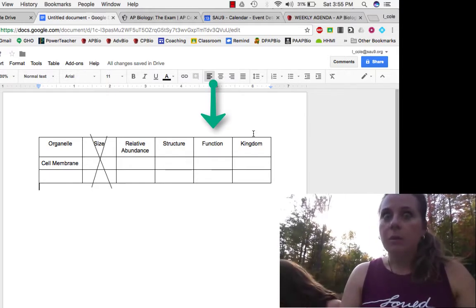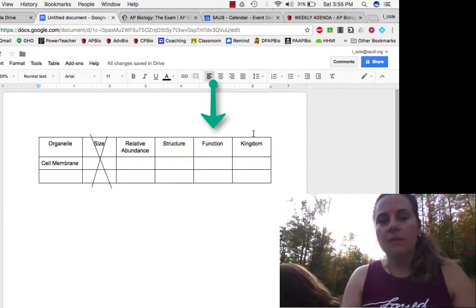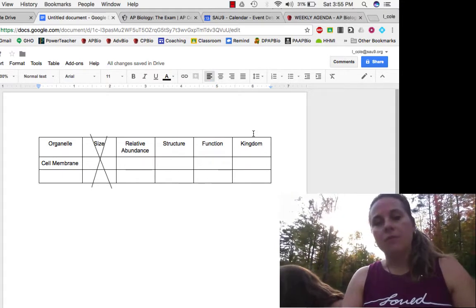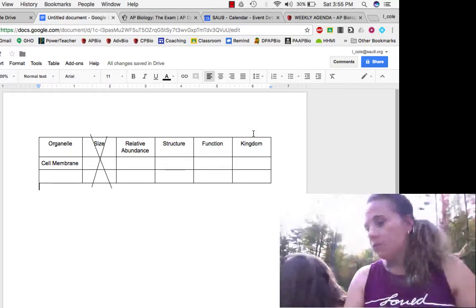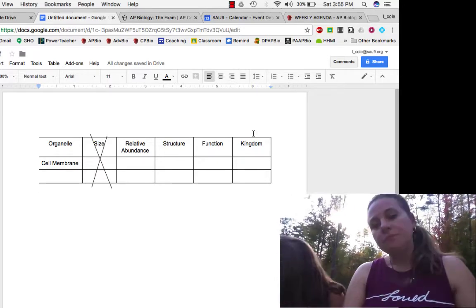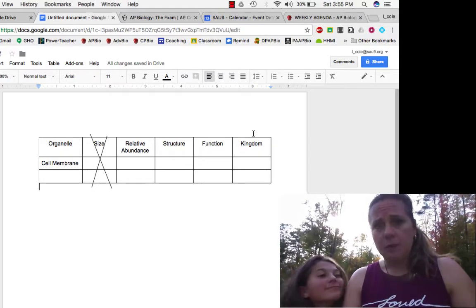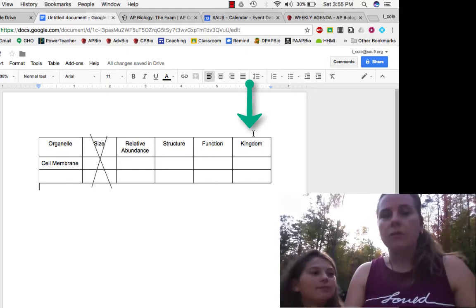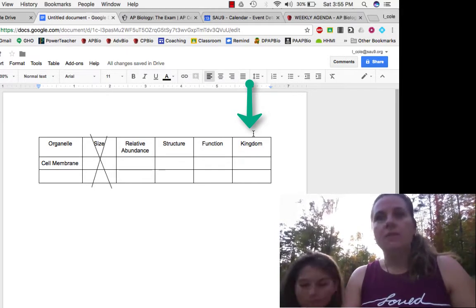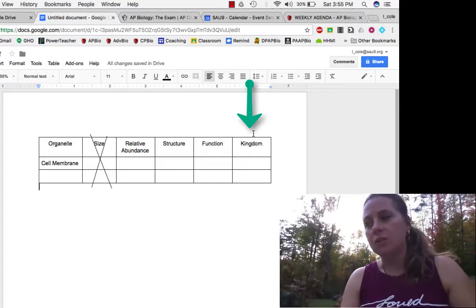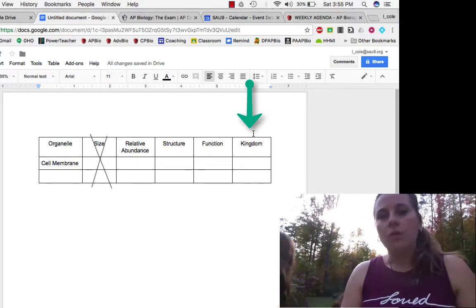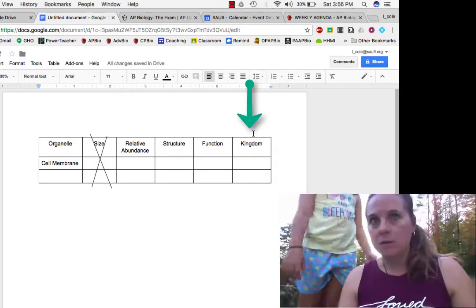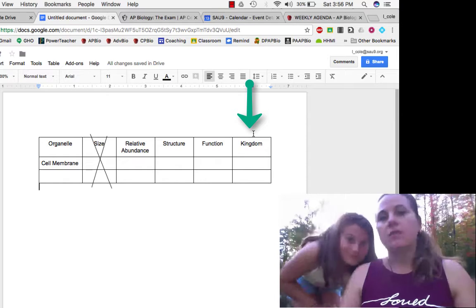The function, that one's a biggie. What's the job that this structure has for the cell? Really pay attention to that. The function piece, really big. What's the job? And then lastly, I want to know what kingdom of living organisms has cells that contain this structure. So for example, would I find a cell membrane in the cells of those in the animal kingdom, or plant, protist, and so on.